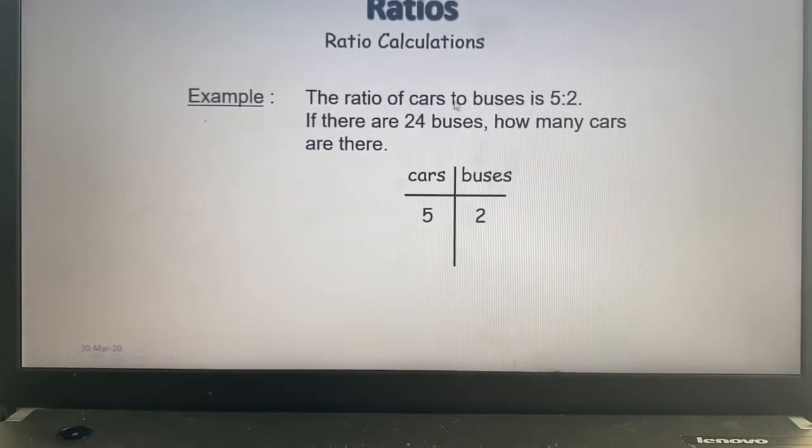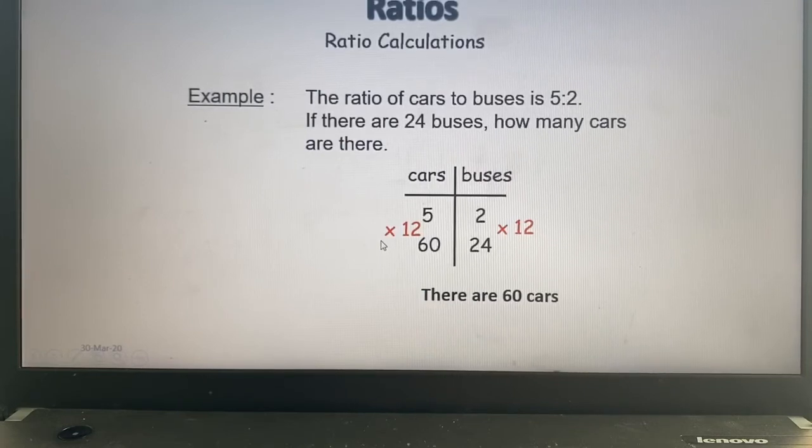And then we're told that there are 24 buses. So the 24 is going to go under the 2 in the buses column, because that's what we've been told, which means we're missing the cars. So we do the same thing again, except it's just on this other side. It's how many times 2 goes into 24. We would multiply by 12 to go from 2 to 24. So we'll do exactly the same on the other side. We'll do 5 times 12, which is 60. So there are 60 cars.